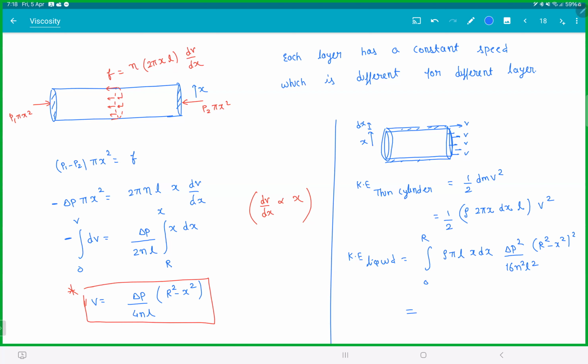Clear? Anyone got the volume flow per second? The same. What is volume per second? Remember, area into velocity. Area into velocity will give you the volume flow. So find the amount of liquid coming out in one small cross section and integrate the whole thing.